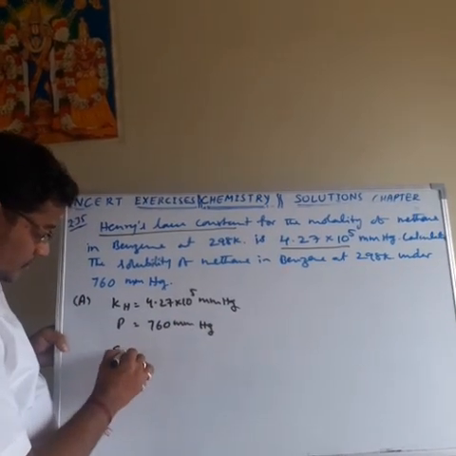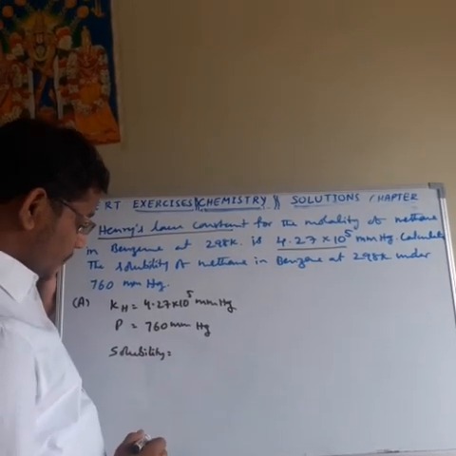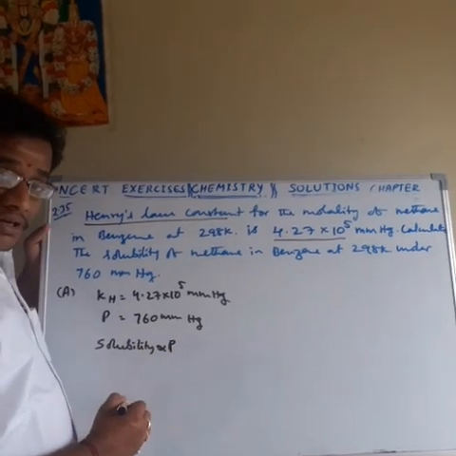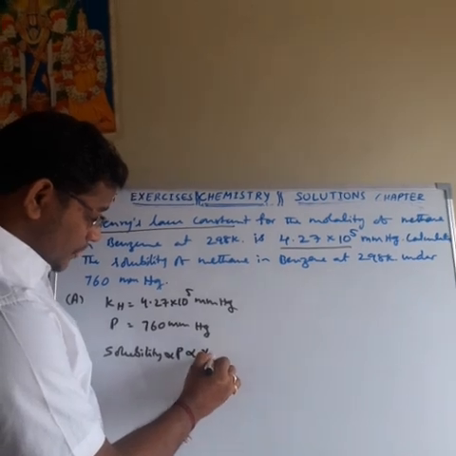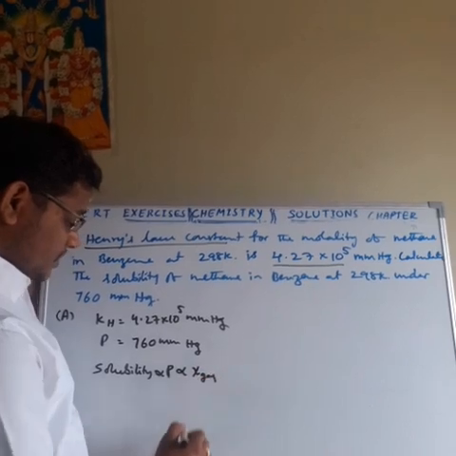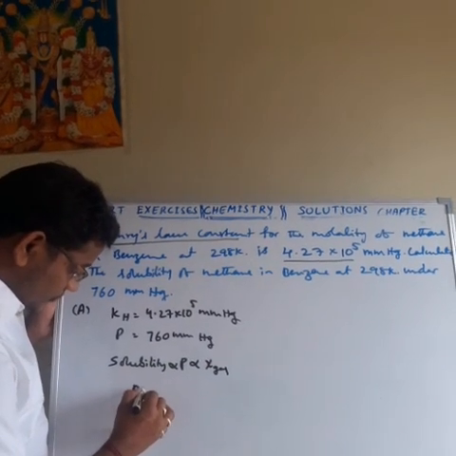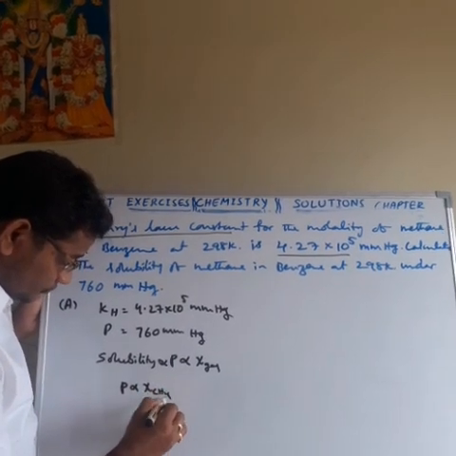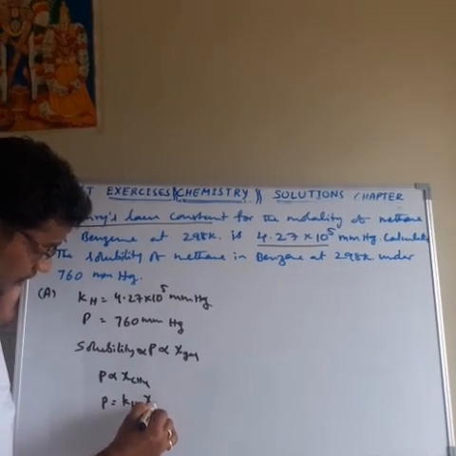But the solubility is directly proportional to the pressure, the partial pressure. Partial pressure is directly proportional to the mole fraction of the gas, the mole fraction of methane gas. That means P is directly proportional to the mole fraction of methane gas. Therefore, P is equal to Kh into the mole fraction of methane gas.